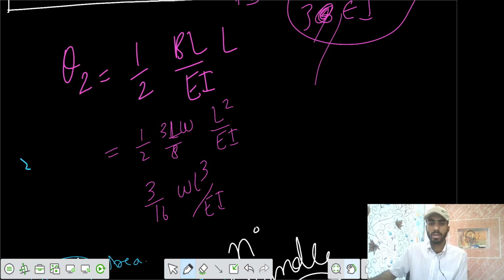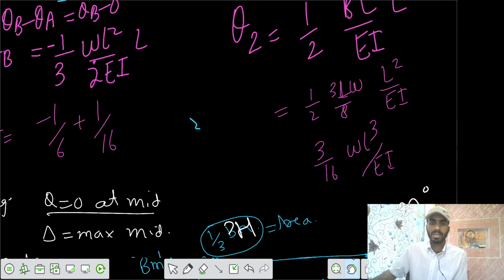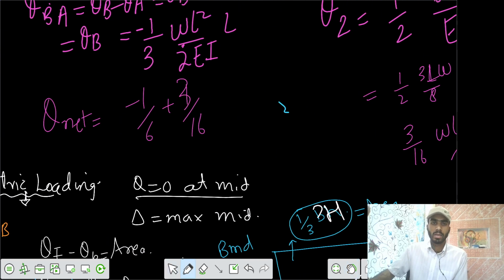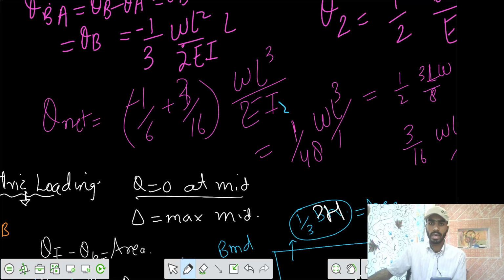Yeah, 3/16 WL cube by EI. But this is positive, first one is a negative. So theta net is the sum of the two. Theta net is equal to minus 1/6 plus 3/16. The common term is WL cube by EI. So 6 inverse, minus 6 inverse plus 3/16, that gives 1/48. So the final value is a positive value of 1/48 WL to the power 3 by EI.